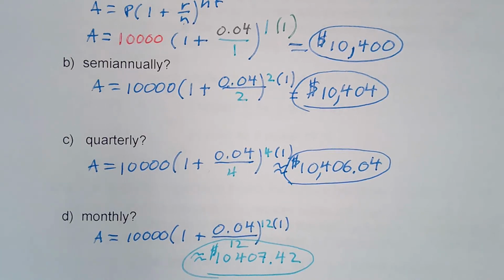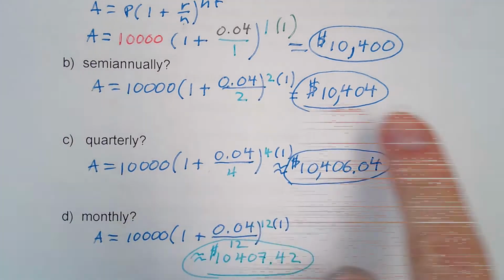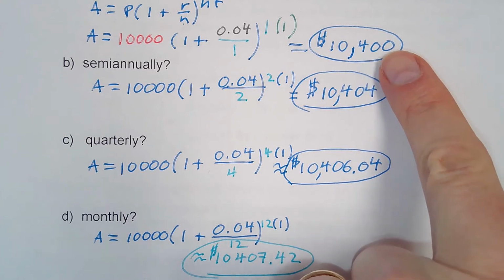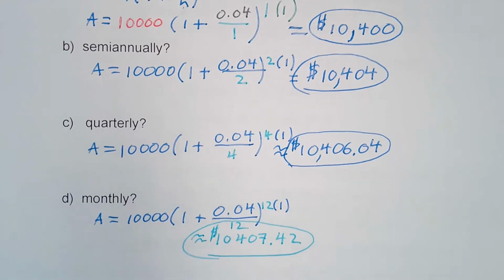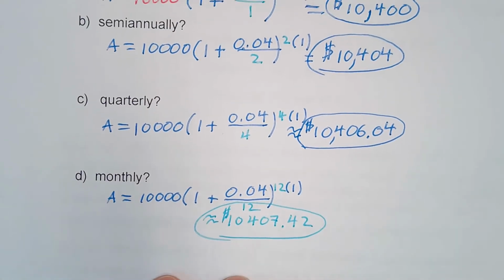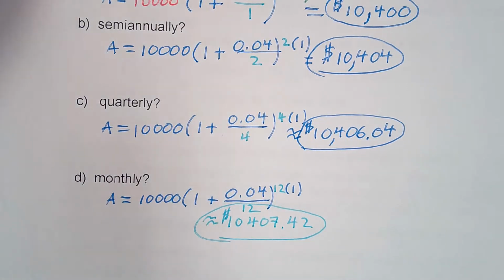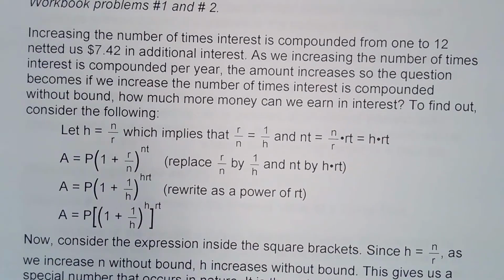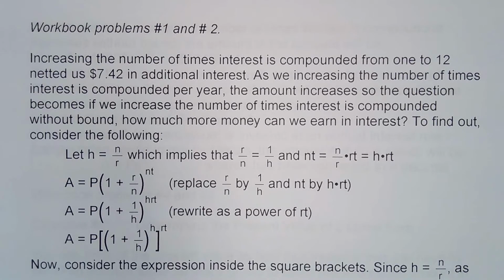Okay, so in the last video we saw that as we changed the number of compoundings, our interest kept creeping up. When we went from compounded annually to compounded monthly, we gained an extra $7.42 in interest. And the question is, is there an upper limit of how much interest we can get? Increasing the number of times interest is compounded from 1 to 12 netted us $7.42 in additional interest. As we increase the number of times the interest is compounded per year, the amount increases.